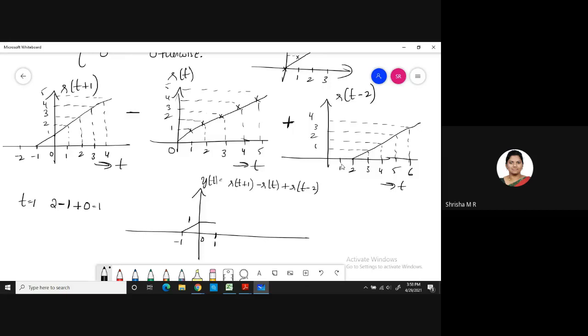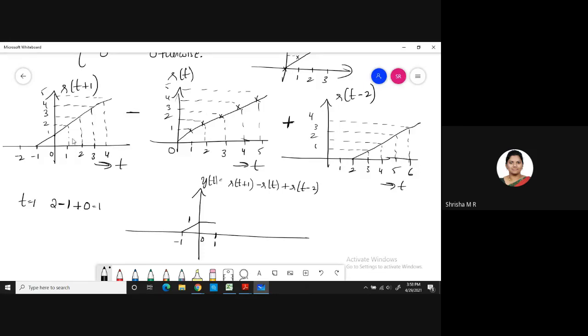Following? I'll explain once again. We have done the left part from -1 to 0. We have a ramp signal going from -1 to 1. So this is a ramp from -1 to 0, going to 1. Here we don't have anything, correct? So write it as it is. Next, we have r of t plus 1 minus r of t plus r of t minus 2. We don't have any signals here, so no need of any operation.